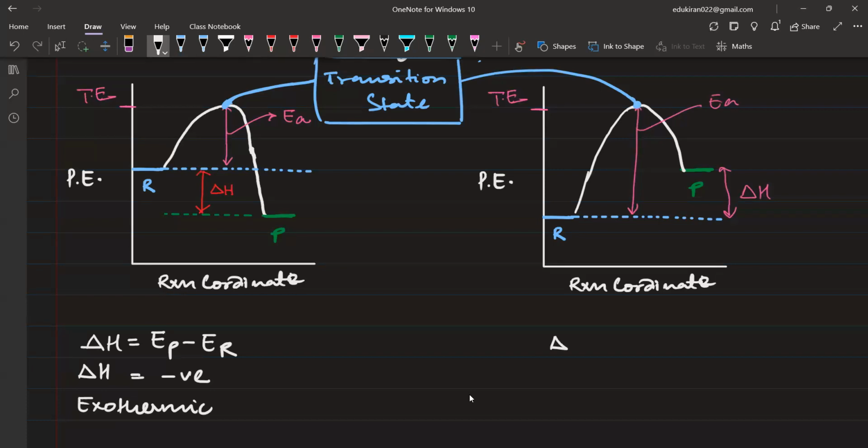Here if I look at delta H, then in this case energy of product minus energy of reactant here also, because final minus initial. So delta H in this case, product की एनर्जी ज्यादा है और reactant की कम है. Did some mistake? हाँ नहीं, ठीक है. So this will be positive and the reaction will be endothermic.